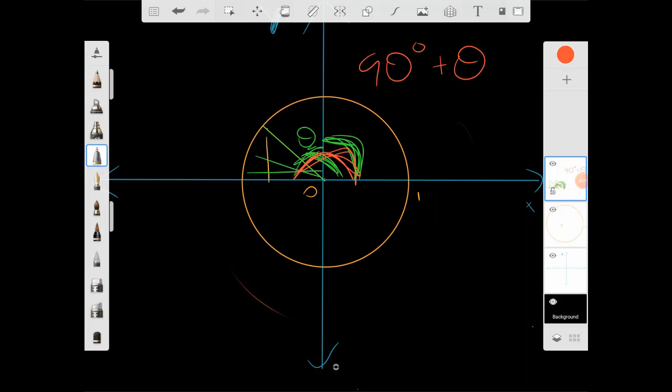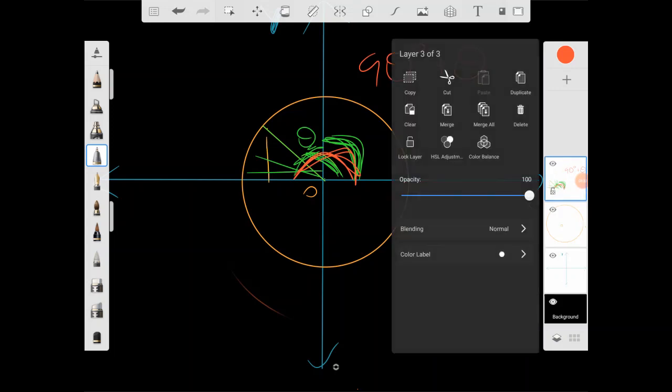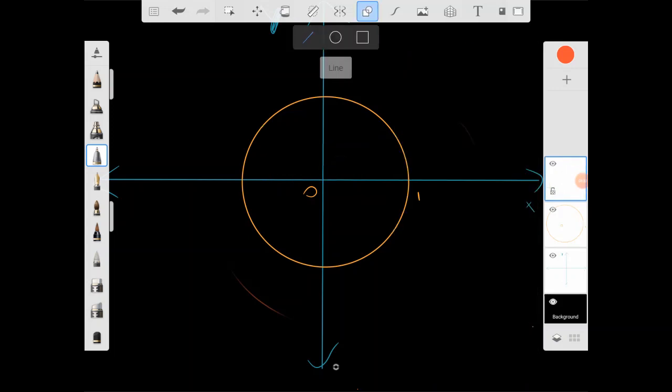Now let me clear this. So coming back, we will draw a line in the third quadrant.